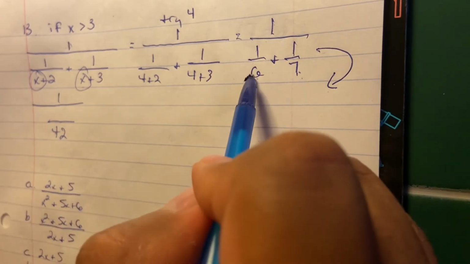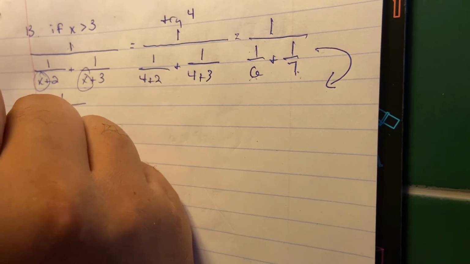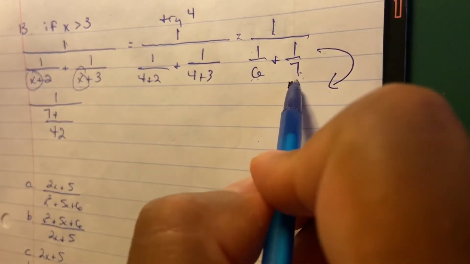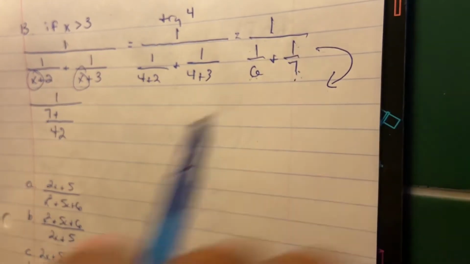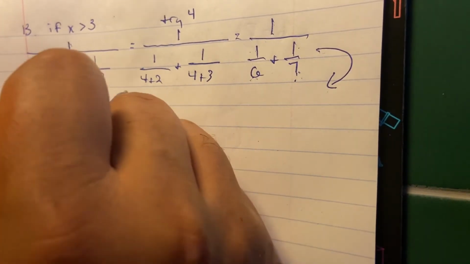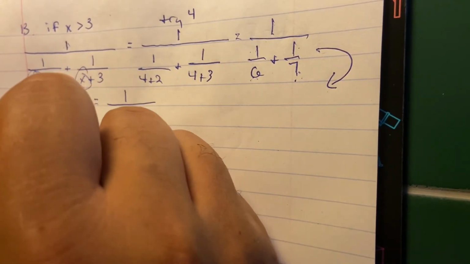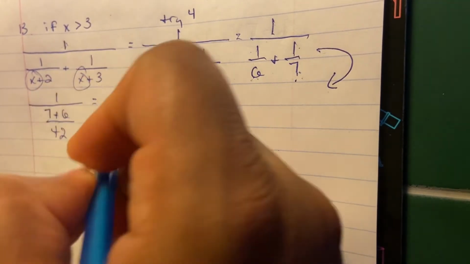42 divided by 6 is 7. 7 times 1 is 7. So I got 7 for my numerator for that part. And then 42 divided by 7 is 6, and 6 times 1 is 6. So that gives me 7 plus 6 for my numerator. So then I got 1 in my big numerator, and then I got 13 over 42 for my big denominator.